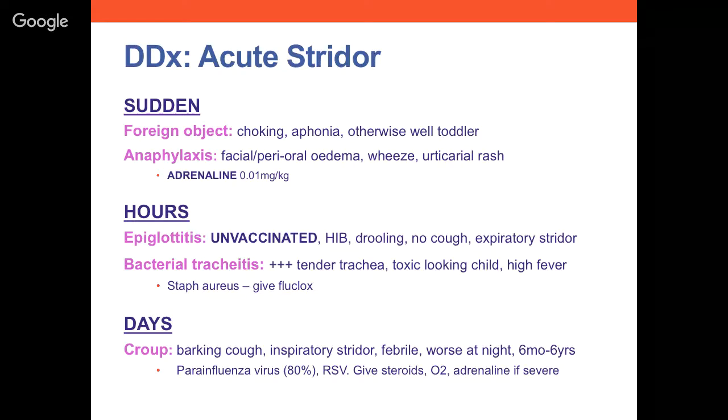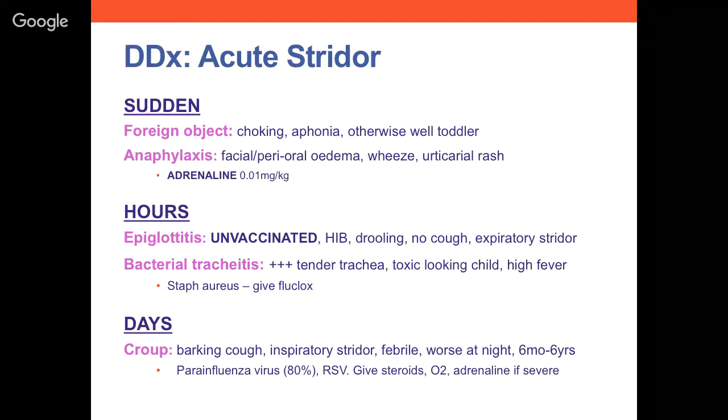So I think the way to break this down is by sudden, then hours, and then days. So a sudden stridor, i.e. the kid is totally fine, and then all of a sudden they have stridor, you're thinking of a foreign object, and especially in toddlers, this is really, really common. Yeah, like the terrible twos, they're playing with things, they choke on it.